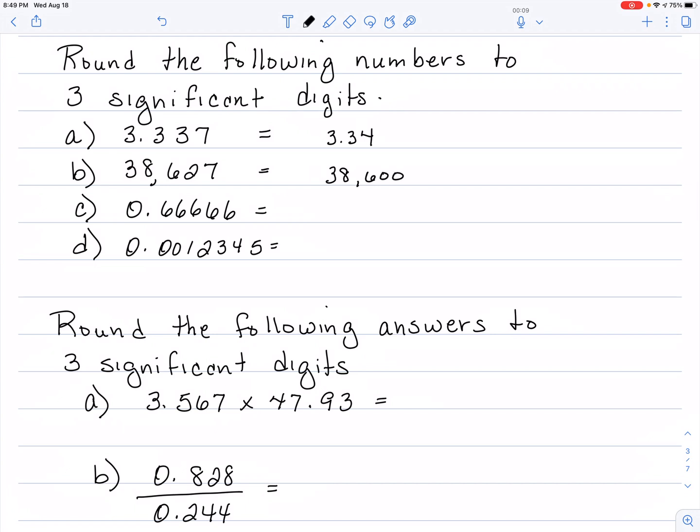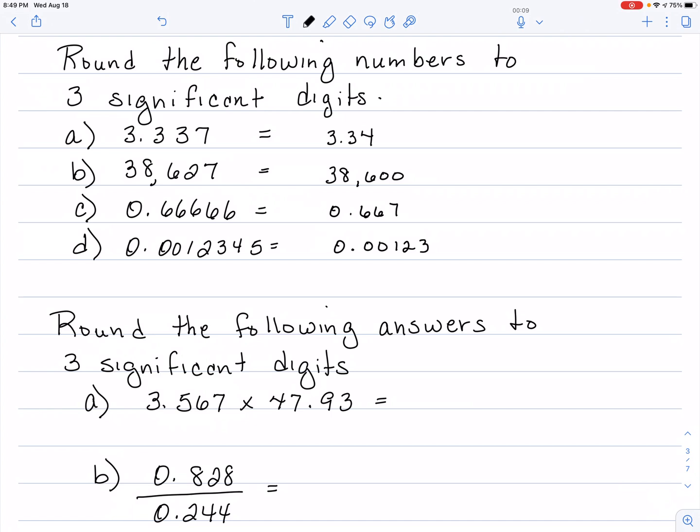The next one, rounding to 3 significant digits, we would have to go up to 38,600. Then we would have in this next one 0.667. And we're just using the rules of rounding that we just went over. And then the last one, we would have 0.00123.